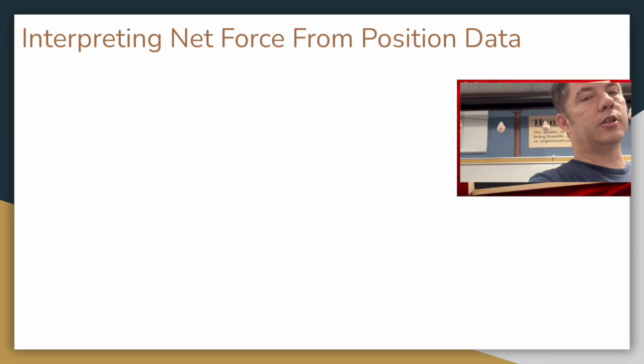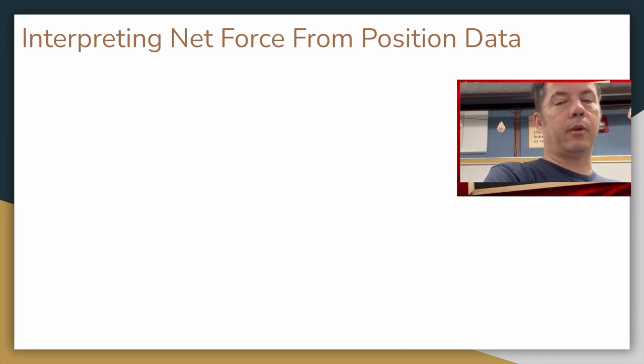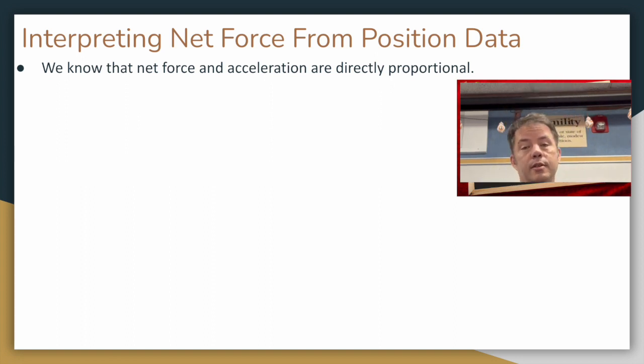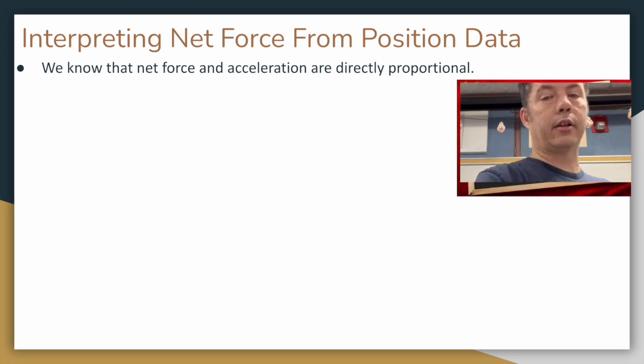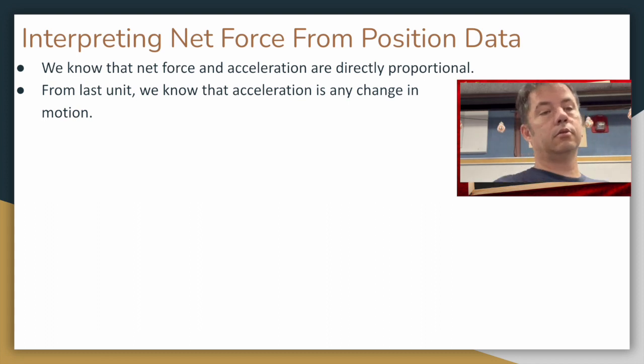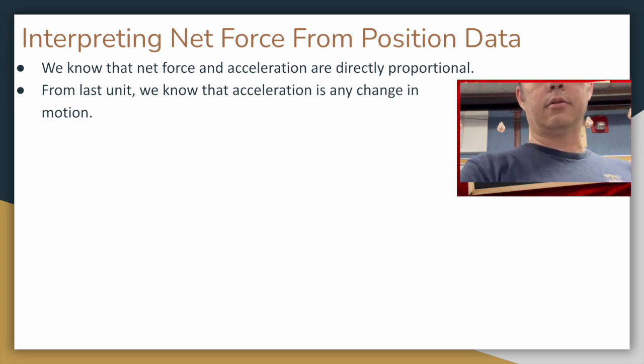So, how do we do this based on position information? We know that net force and acceleration are directly proportional. That's the word we use for things that do the same thing. So if force goes up, acceleration goes up, they're directly proportional because they do the same thing. That's what directly proportional means. We also know that if an object changes its motion, so I speed up or I slow down or I change direction, then we have acceleration. If I have acceleration, I gotta have a net force.